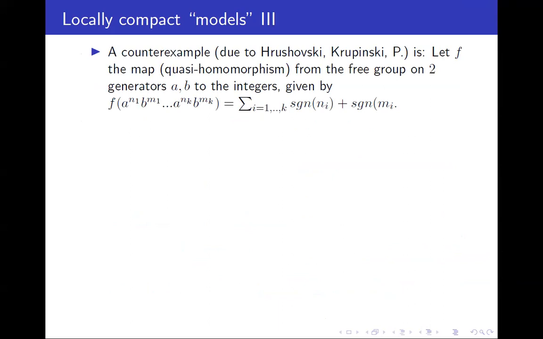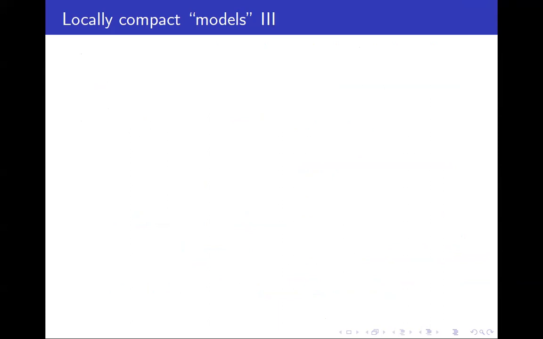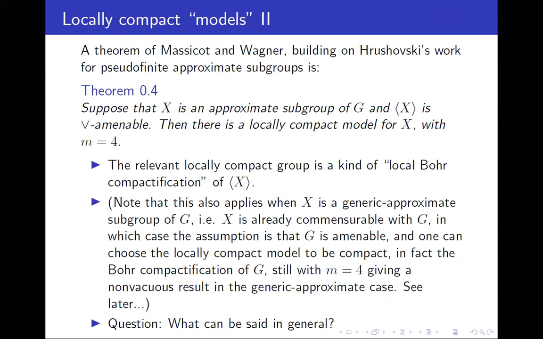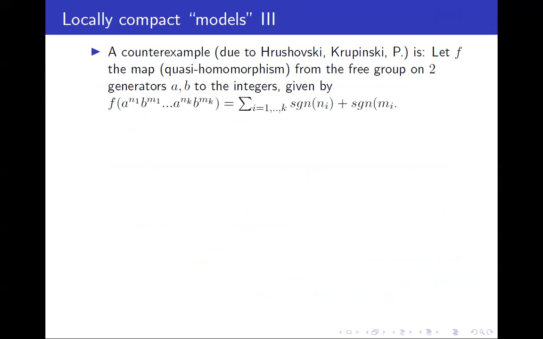There's a counterexample. So can you say something? Can you somehow prove something like theorem 0.4 in general? And there's a counterexample, due to a paper of Hrushovski, Krupinski, and myself. By the way, this work I'm talking about is joint with Krzysztof Krupinski from Wrocław. Okay. A counterexample: you let F be the map from the free group on two generators, a, b, to the integers, given by what I said, where sign is just 0, 1, right? Given if it's even or odd, if I'm not mistaken.